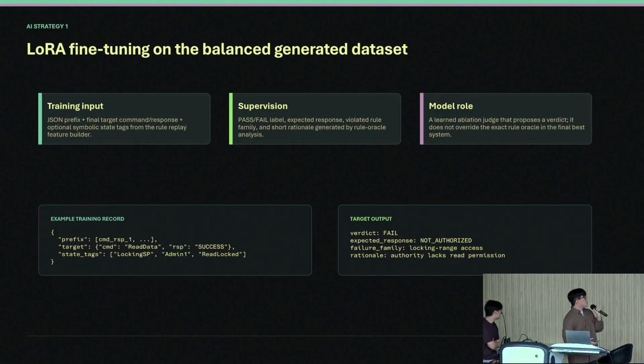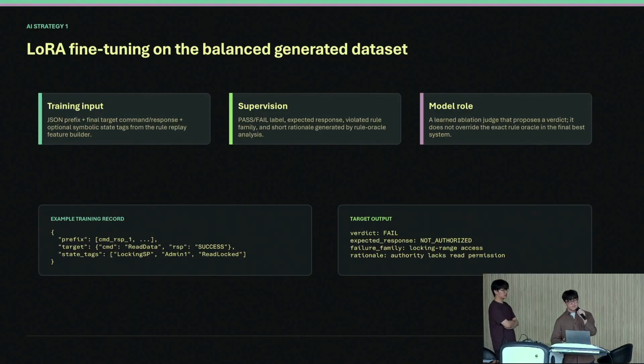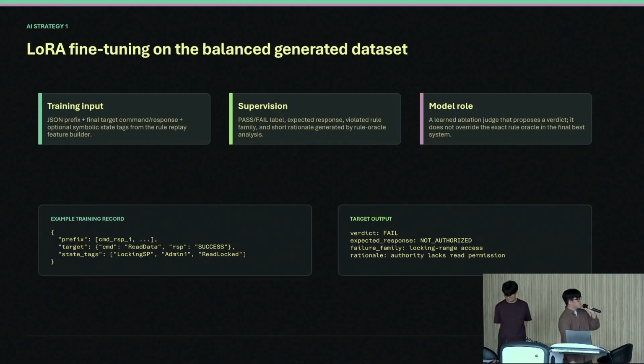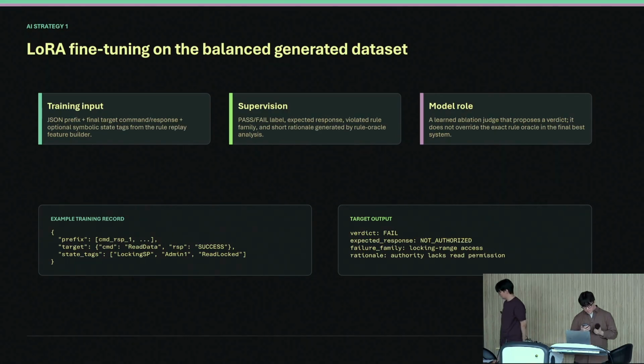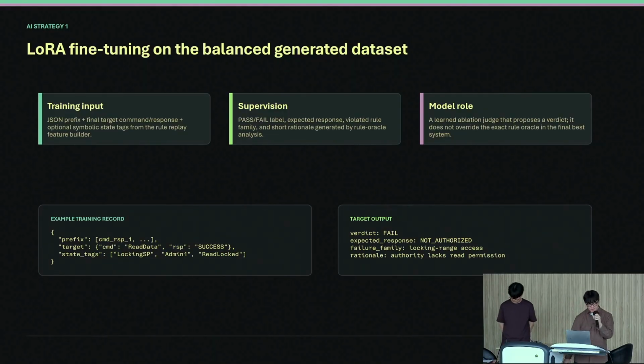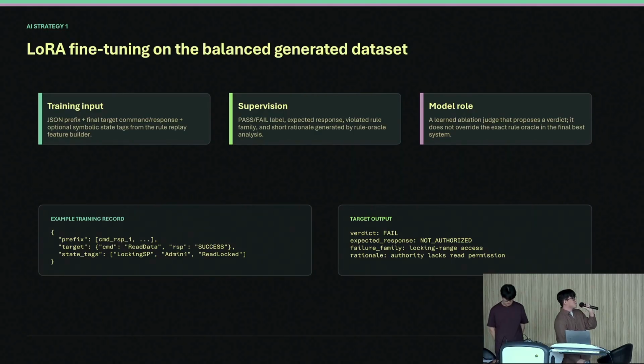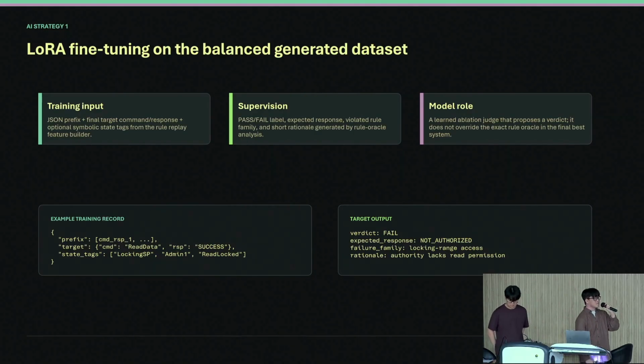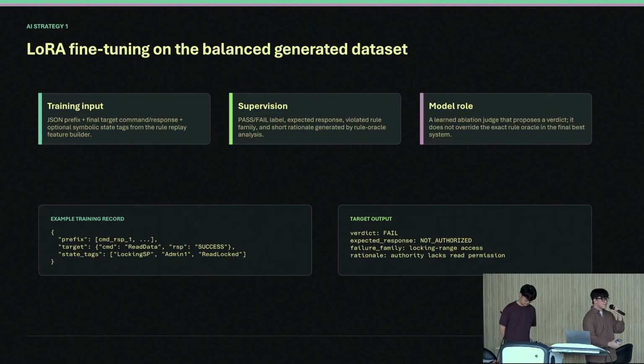We took Qwen, the smallest version, which was 3.5 and 0.8 billion, and tuned it on 2,500 bounce cases from our generated pipeline. The training input was simply the command response prefix plus some additional symbolic state text from the rule replay, and the output was not just a pass-fail label, but the expected response and the family of the rules that was violated.